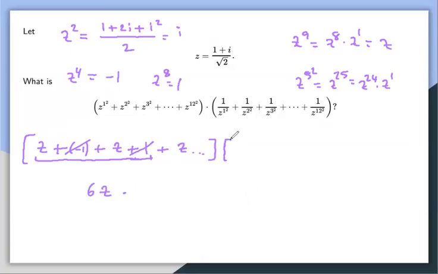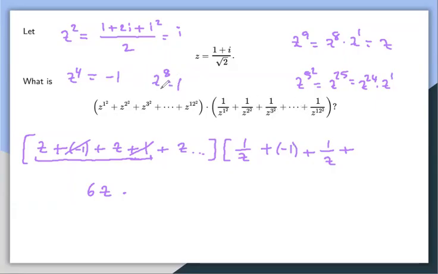And the next one is not different, it's just the fraction part. So 1 over z for the first one. Then this is z to the second power, so 2 squared is z to the fourth power. z to the fourth was -1, so this will be 1 over -1, which is just -1. The next one is z to the 3 squared. 3 squared is 9, and z to the 9 was z, so the third term is going to be 1 over z, same as the first. And the next one will be 1 over z to the 4 squared, which is 1 over z to the 16.